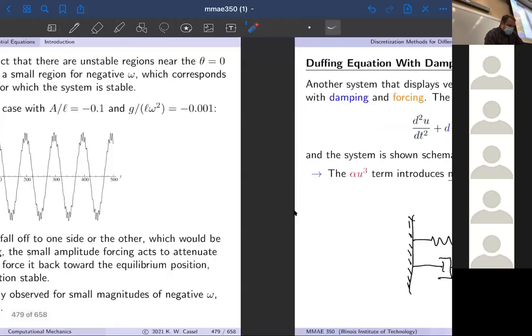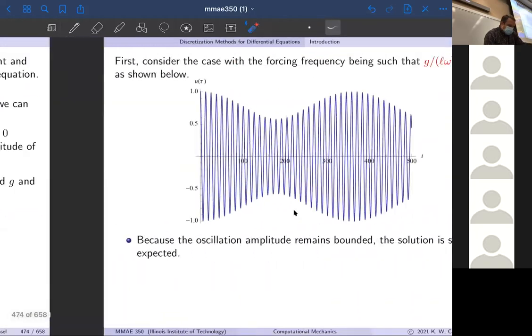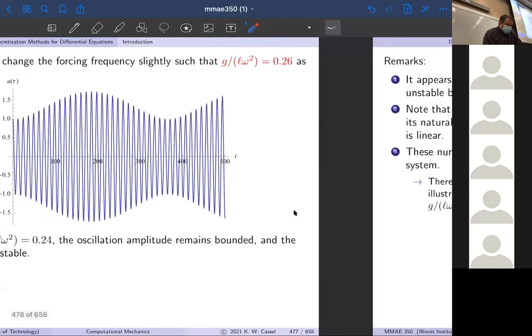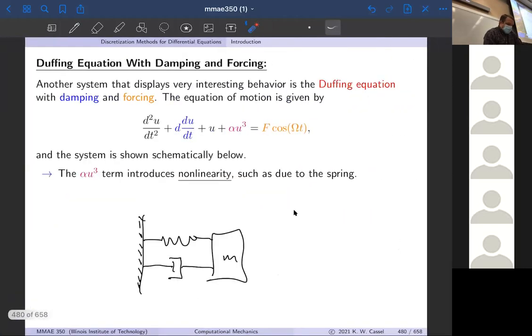Oh, one thing I forgot. I don't remember if I pointed out, you'll notice what's missing in Matthew's equation. There's no mass. The mass doesn't matter. Oh, okay. That's interesting. The length of the pendulum matters. The planet that you put this thing on matters. The amplitude and frequency of the forcing matters, but apparently not the mass. Notice, same thing here. Mass does not come into this equation.